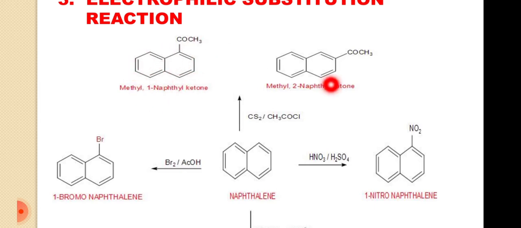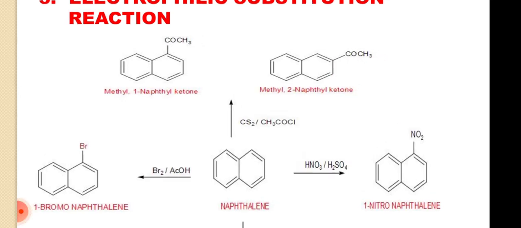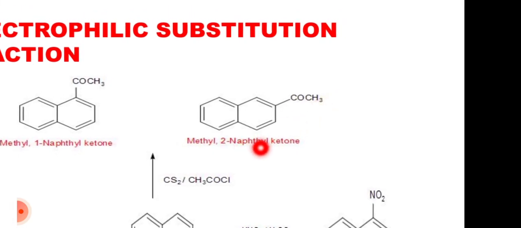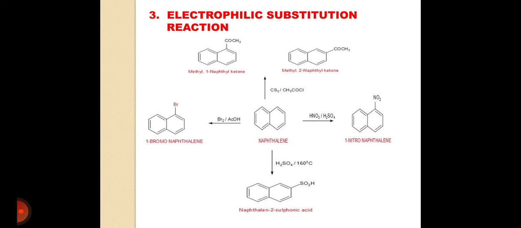The second product is the one where the acetyl group is attached on the second position or the beta position, and this product is called as methyl 2-naphthyl ketone. So these are some examples of electrophilic substitution reaction. Now let's see some special conditions.